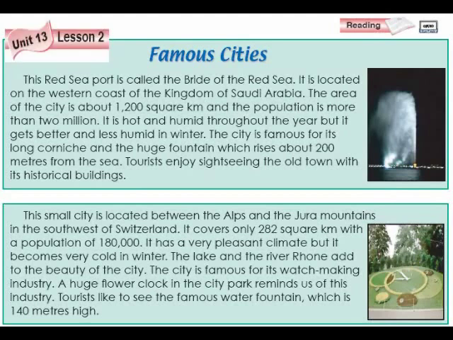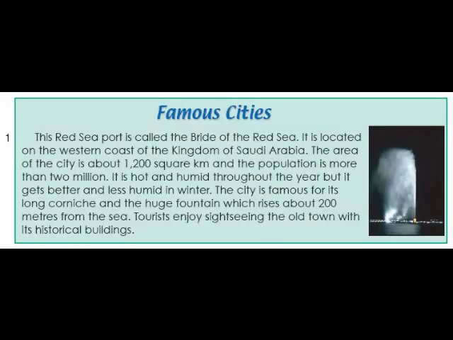Unit 13, Lesson 2. Famous cities. This Red Sea port is called the Bride of the Red Sea. It is located on the western coast of the Kingdom of Saudi Arabia. The area of the city is about 1,200 square kilometers, and the population is more than 2 million.